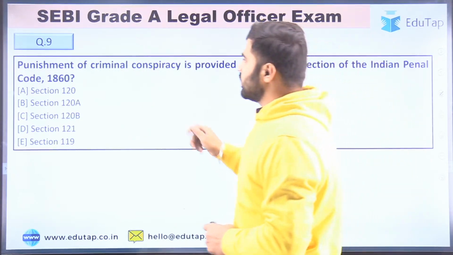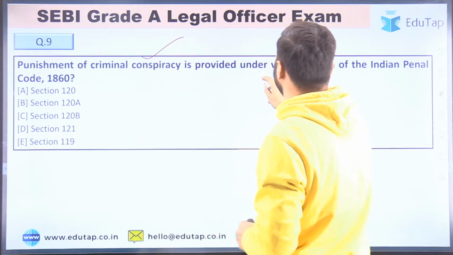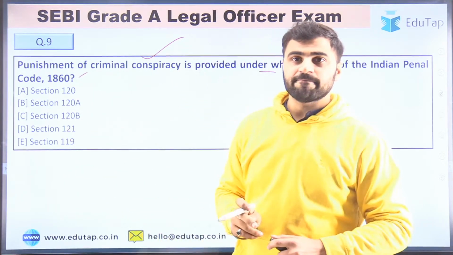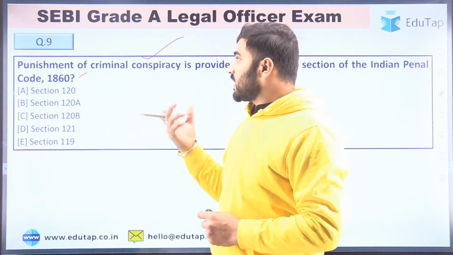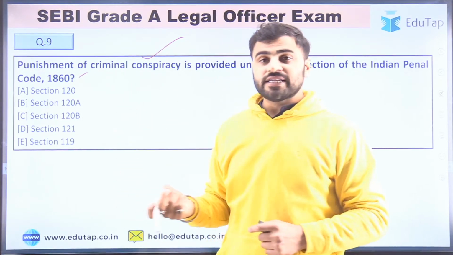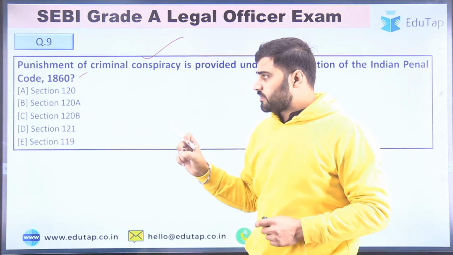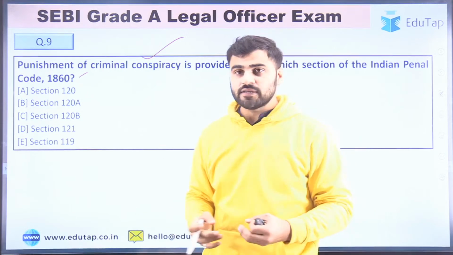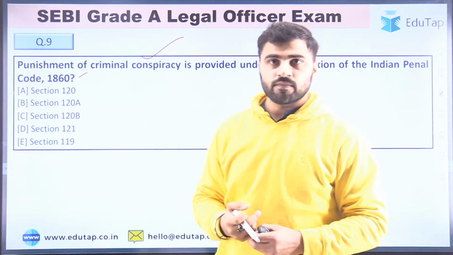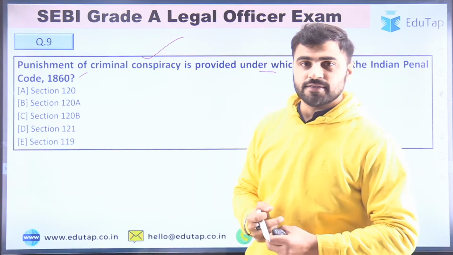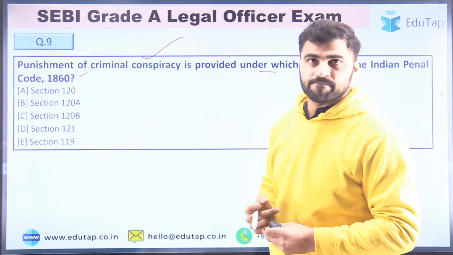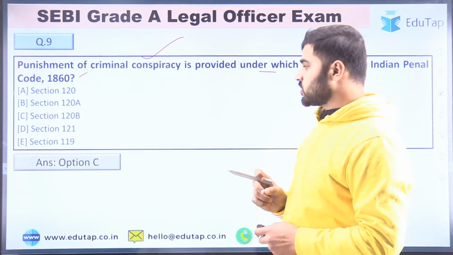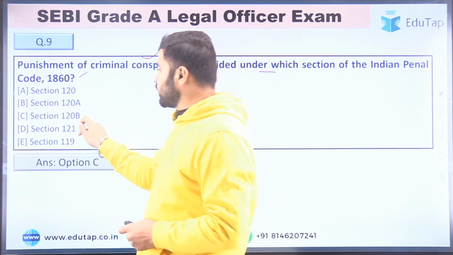So question number 9 is, punishment of criminal conspiracy is provided under which section of the Indian Penal Code 1860? This is one of the most important questions, right? So tell me the right answer. Your options are section 120, section 120A, section 120B, section 121 or section 119. So what is the right answer for question number 9? Tell me the right answer, guys. So the right answer for question number 9 is option number C, that is section 120B.